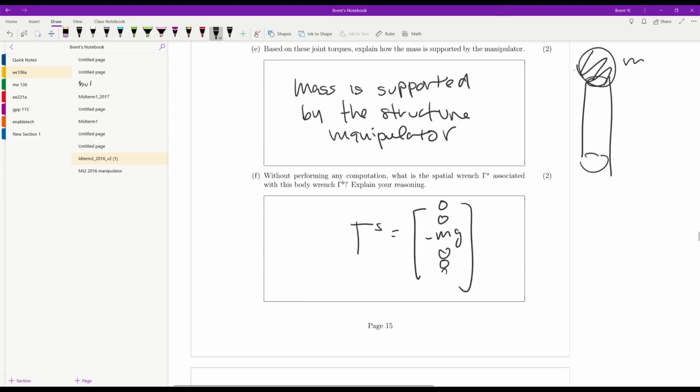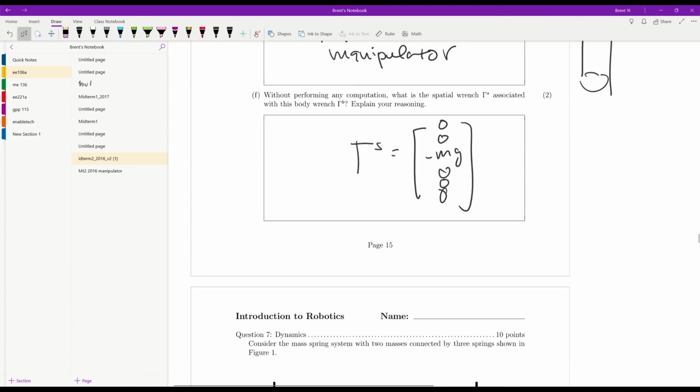And then we can just say it's the same as the body wrench, but reoriented. Yeah, and that's it for question 6.